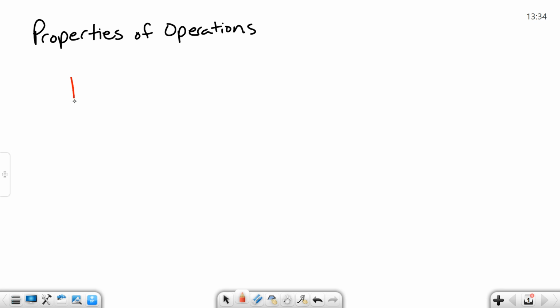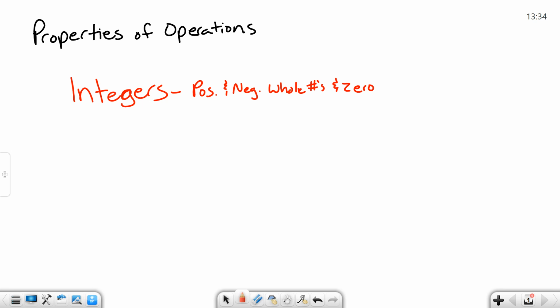Remember what integers are. We talked about this in one of the earlier videos for classes. These are positive and negative whole numbers and zero. Well, how do we get a negative whole number? That comes from the inequities between adding and subtracting.